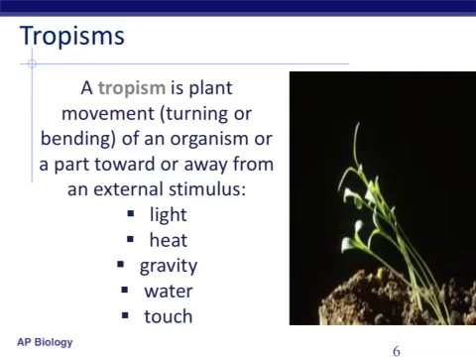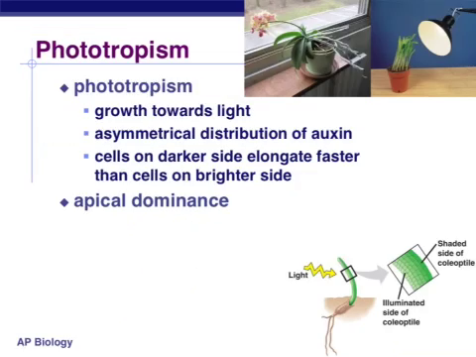So tropism is plant movement in response to, well, not necessarily just plant, but plant or organism movement in response to an external stimulus. So something is attracting or causing this plant to move. External stimuli can be things like light or heat or water or gravity or even touch. So plants can and will grow or move in the direction of a bunch of different things. So we're going to go through the main kinds of tropism.